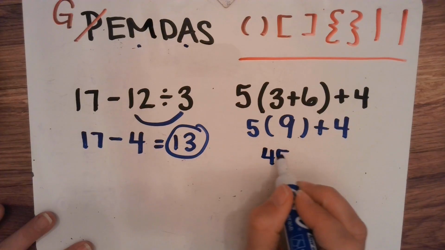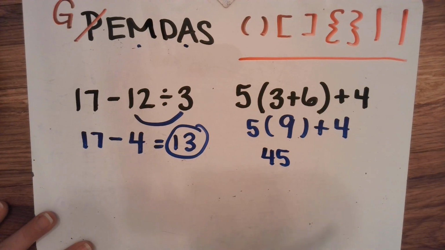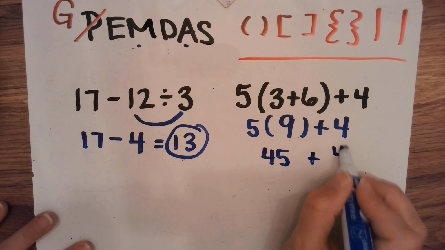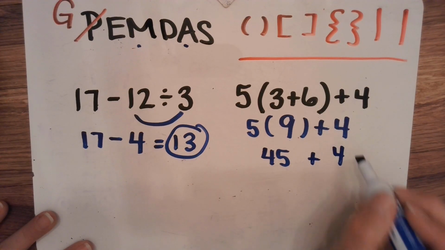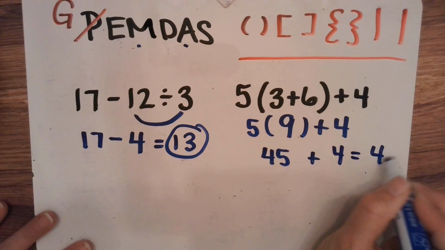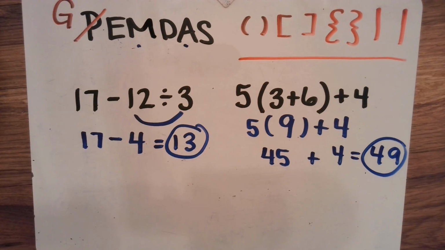And we get 45. And then we drop down our plus 4. And now all we have left to do is that addition of 45 plus 4. And we get 49.